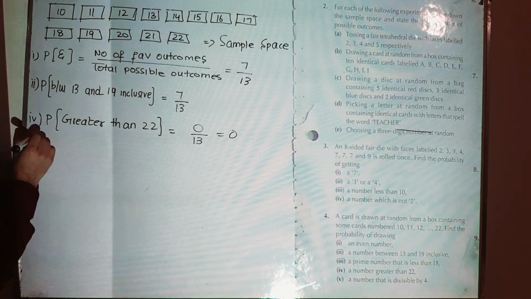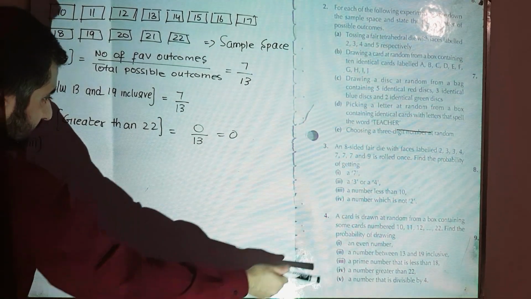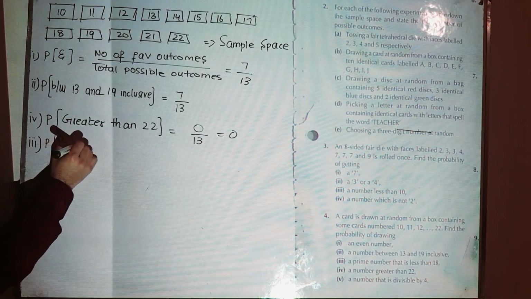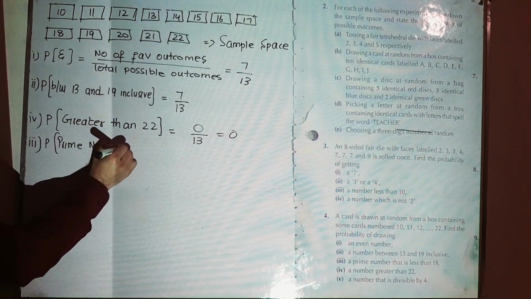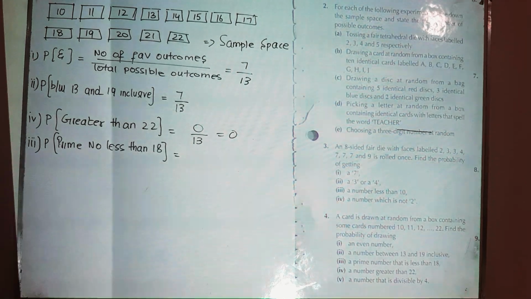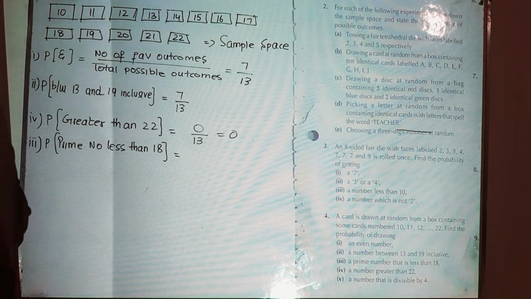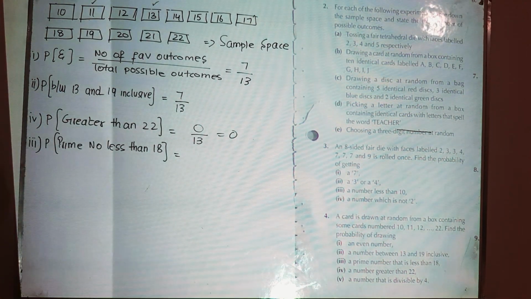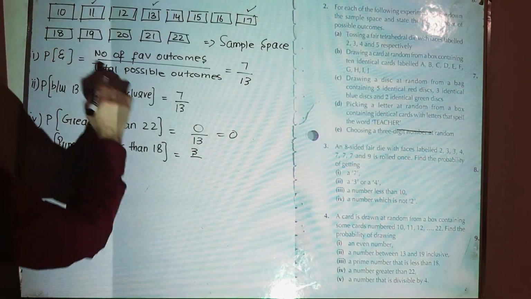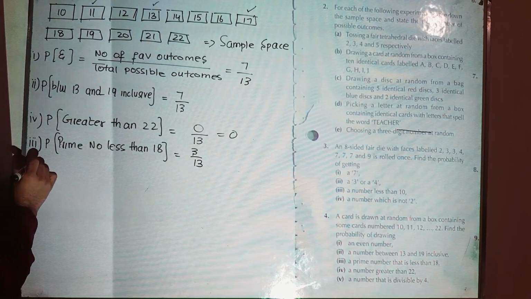Moving towards part number 3. A prime number that is less than 18. Probability of having a prime number less than 18. Okay, so 11 is a prime number less than 18. 13 is a prime number less than 18. And 17 is a prime number less than 18. So our favorable outcomes are 3, while total outcomes, counting all of them, are 13. So this is the answer.